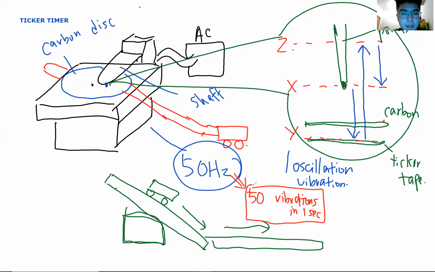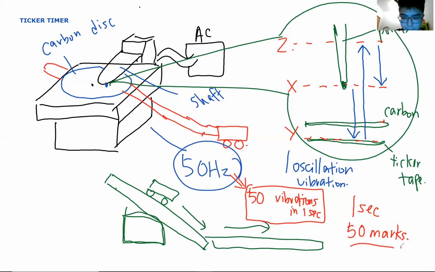Okay, so it's very fast, right? And every time it goes down from x-axis to y-axis, it will press onto the carbon paper and then press onto the ticker tape. What happens from here is that it will make a carbon mark on the ticker tape. For each vibration, it will make one mark. So meaning that in 1 second, you will get 50 marks, 50 markings on the ticker tape.